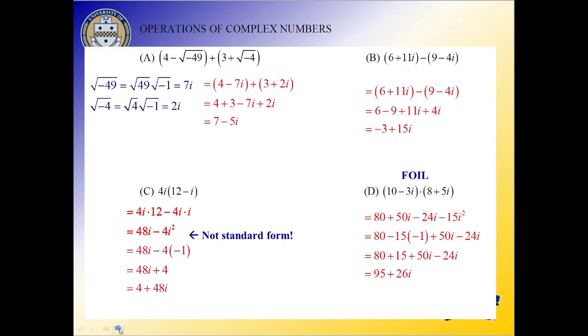So I am going to have 15 times negative 1, which is just a real number itself. I have 50i and minus 24i, which are two imaginary numbers. So I just rearrange this so that I add my two reals and my two non-reals together. So negative 15 times negative 1 becomes a plus 15. So I have 80 plus 15, which is 95. And I have 50i minus 24i, which becomes 26i. So the final answer is 95 plus 26i.